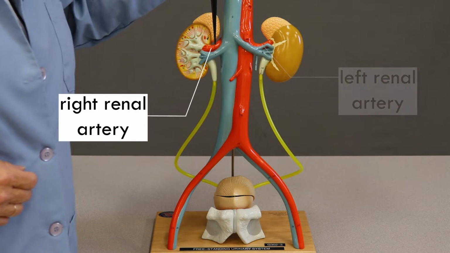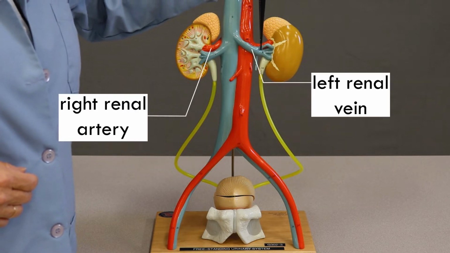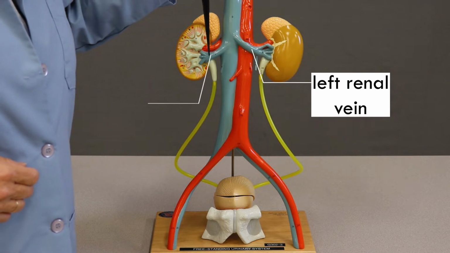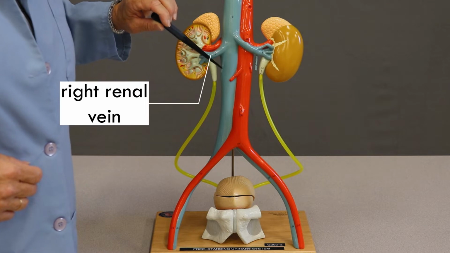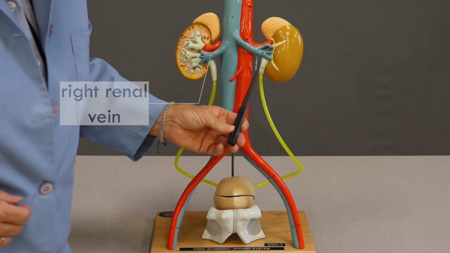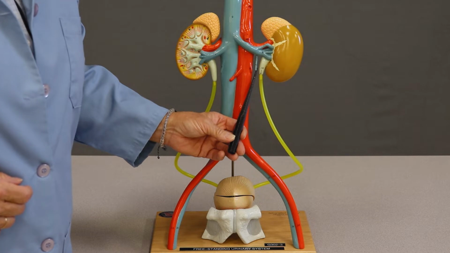renal artery. This would be the left renal vein. This would be the right renal vein. This is the right gonadal vein, and this is the left gonadal vein.